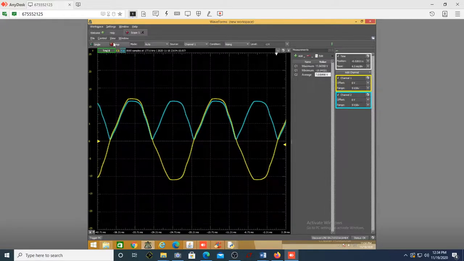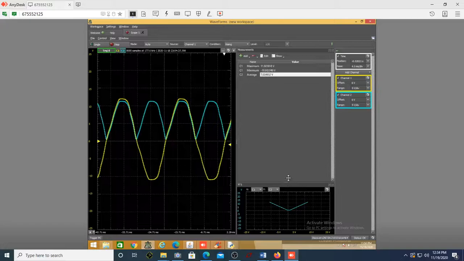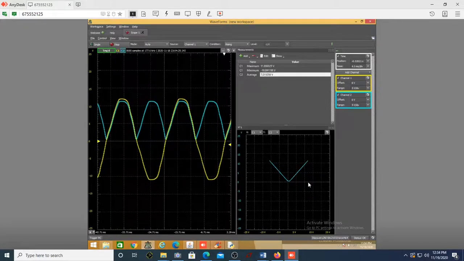You can actually verify all these values. You can add X5 so that you can see this type of transfer characteristics. When the input voltage is either positive or negative, the output voltage is always positive. This is exactly how it is represented here.